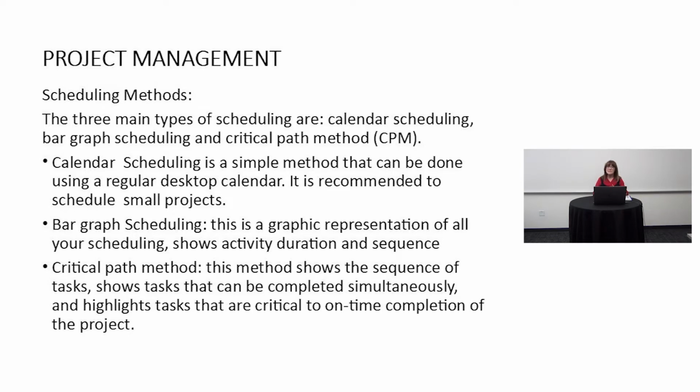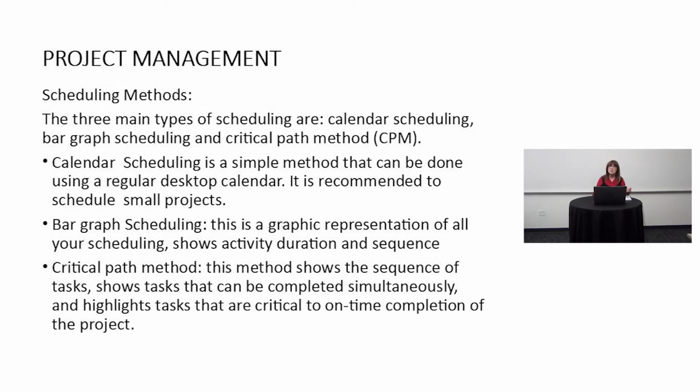Scheduling methods. The 3 main types of scheduling are calendar scheduling, bar graph scheduling, and critical path method. Calendar scheduling is a simple method that can be done using a regular desktop calendar. It is recommended to schedule small projects. Calendar scheduling is the way Lansing Linoleum scheduled for 66 years.